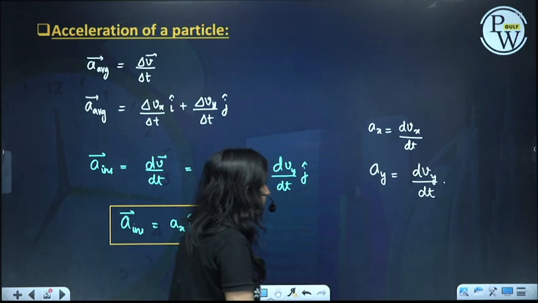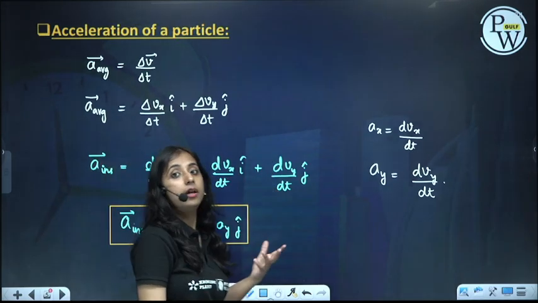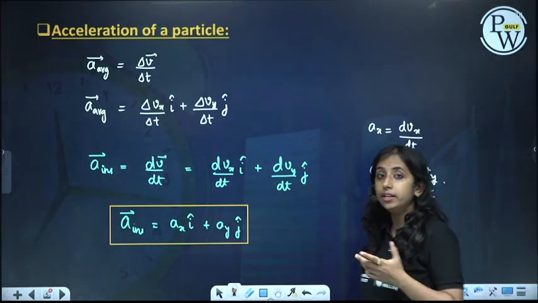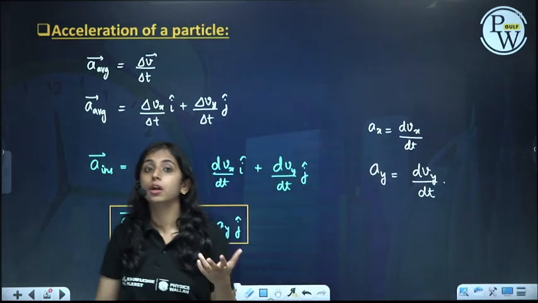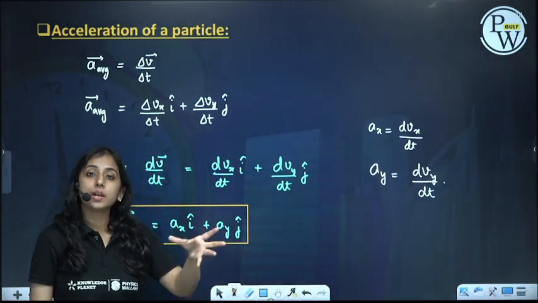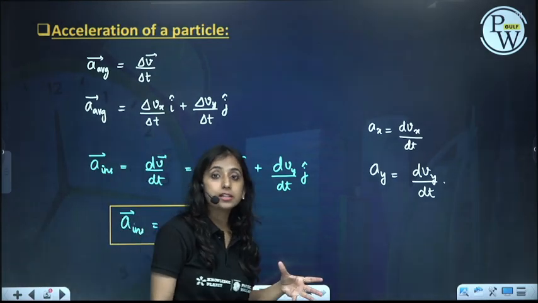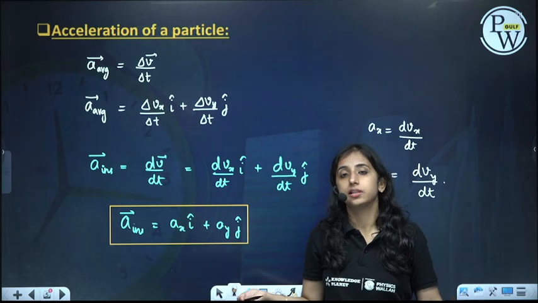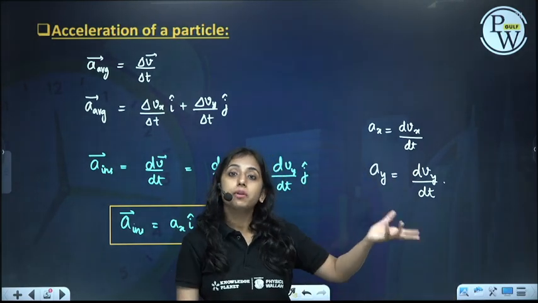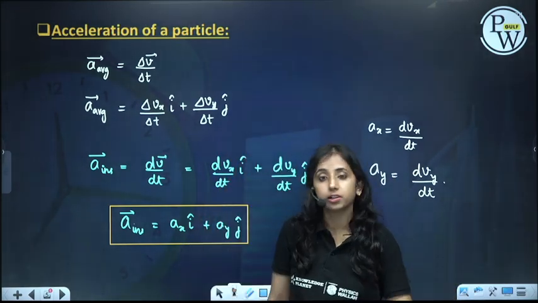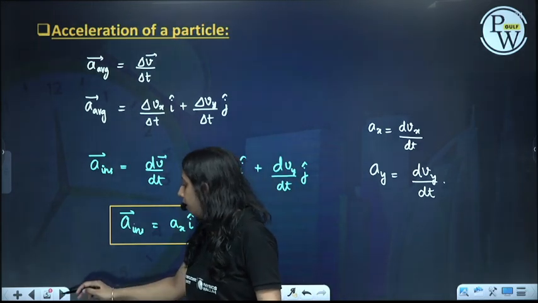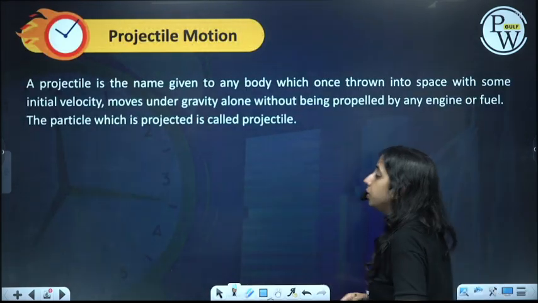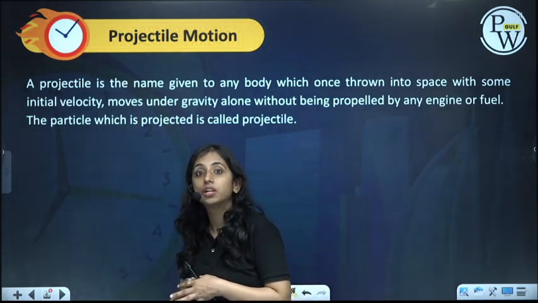Okay, so this is how we define the motion of a particle in two dimensions. When it is moving in two dimensions, both the coordinates x and y are changing simultaneously. So we have a velocity in x and an acceleration in x. Similarly, we have a velocity in y and an acceleration in y.